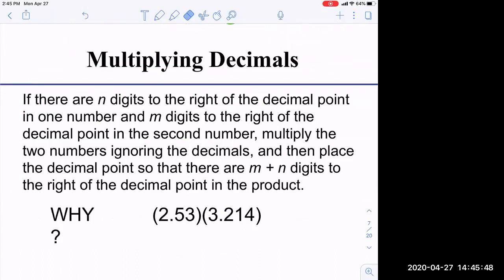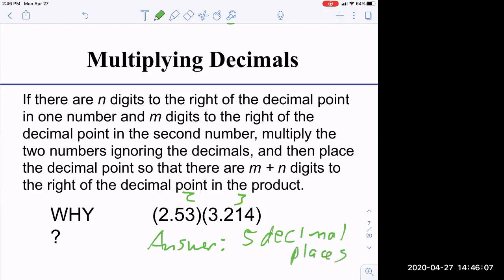Okay, you were taught when you were multiplying that there's 2 decimal places here. There's 3 decimal places there. That means my answer has 5 decimal places. Well, there's your favorite word, why? How does this work? What's going on with this? So we have to learn how to explain that. So we got a rule, we want to know the reason why.